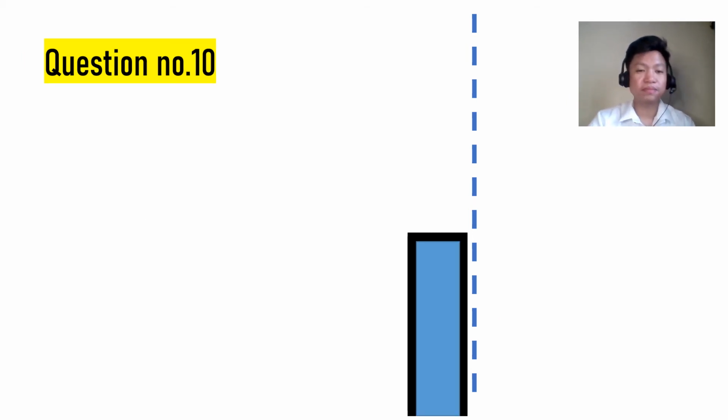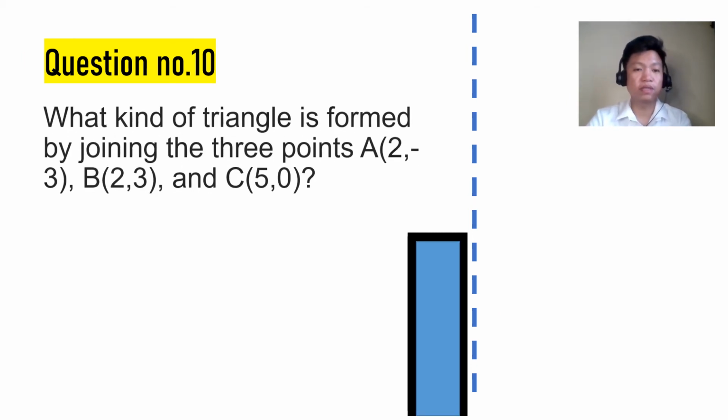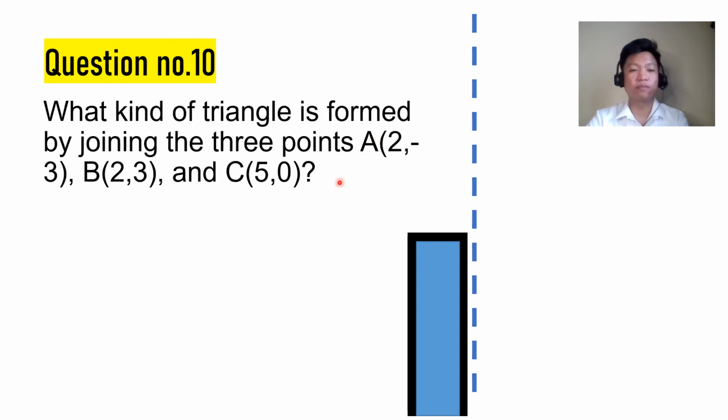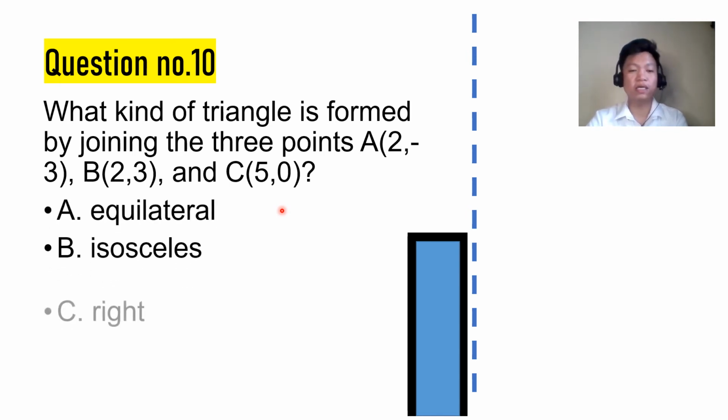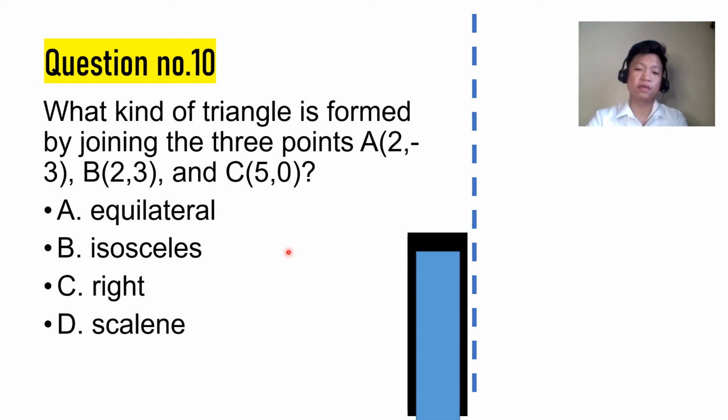Okay? Next. Question number 10. What kind of triangle is formed by joining the 3 points A, 2, -3, B, 2, 3, and point C with the coordinates 5, 0? Is it an equilateral triangle, isosceles triangle, right triangle, or scalene triangle? Go.